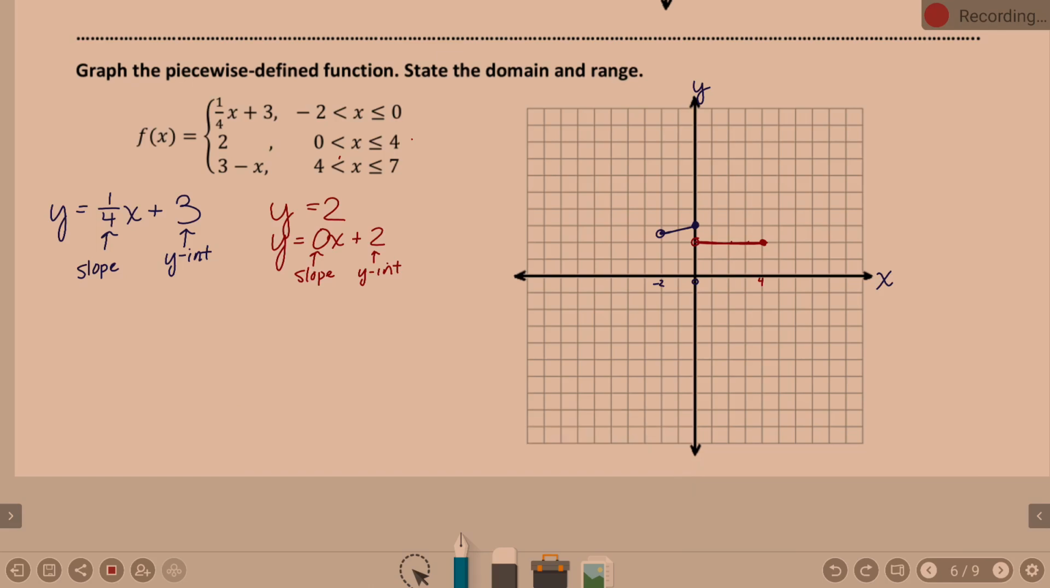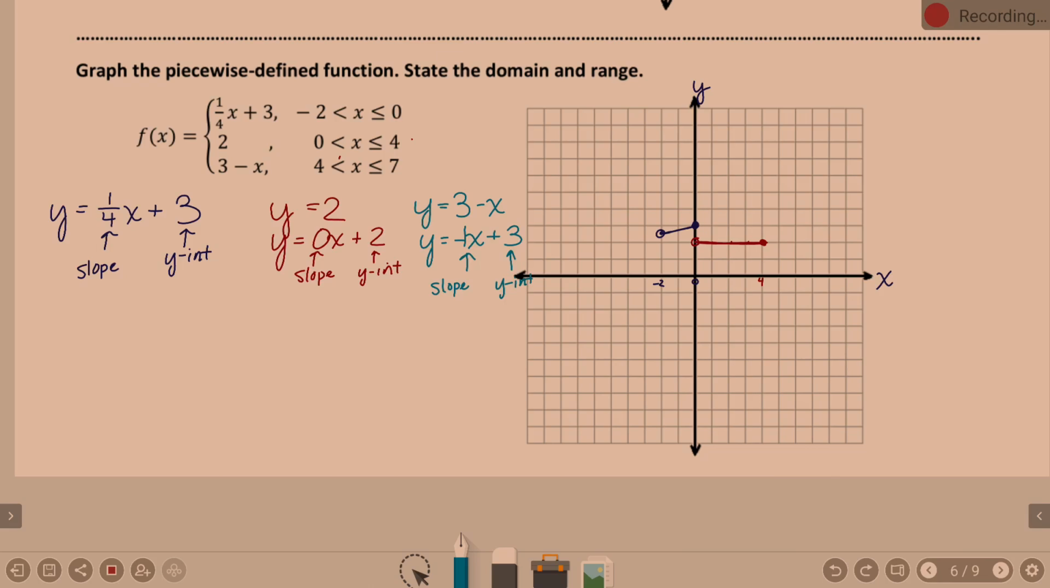Y equals, now, it says 3 minus x. How do you guys feel about 3 minus x? I know I tend to flip it around. And when I say flip around, mx plus b, so x first. So I tend to say y equals negative x plus 3. Y-intercept of 3, a slope of negative 1, right? So y-intercept of 3.